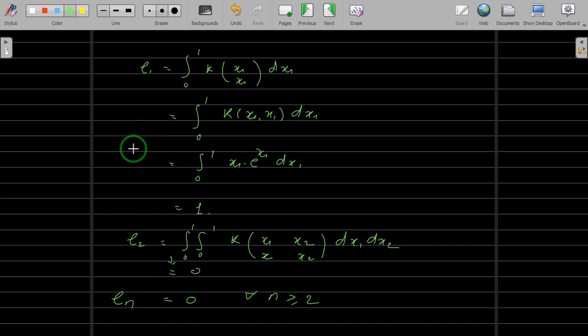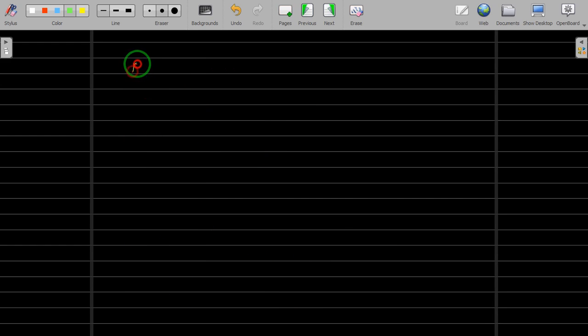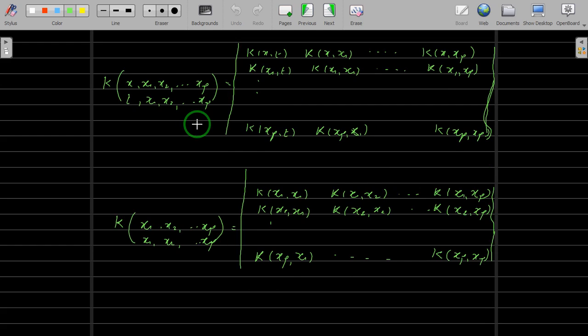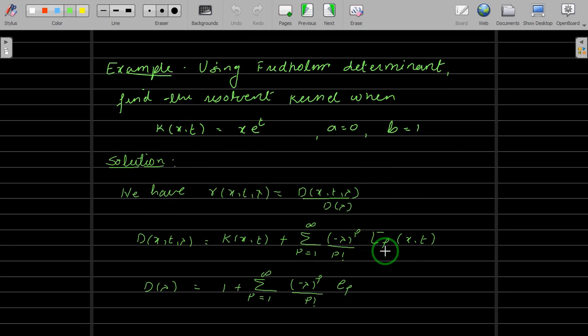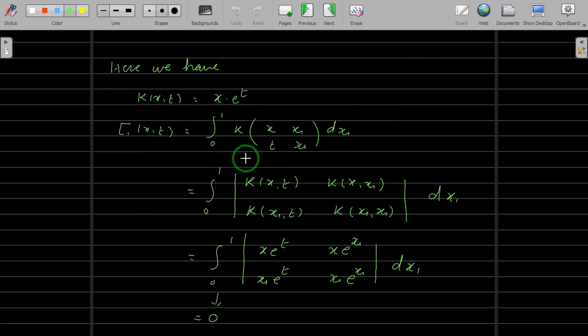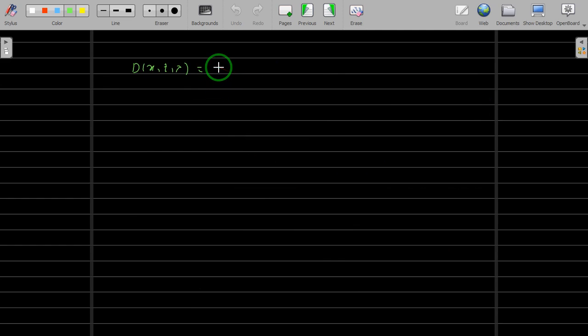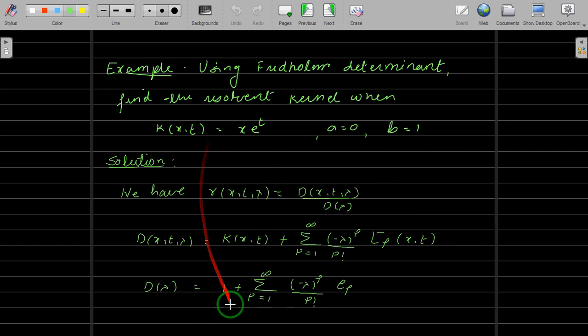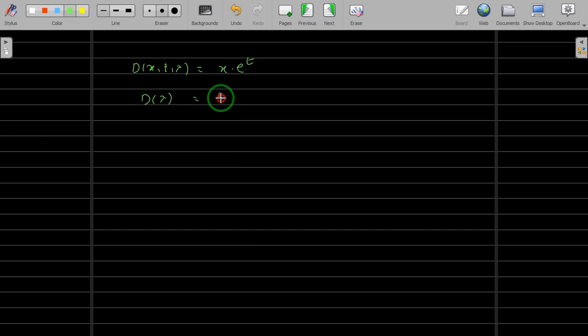So with these values of capital C's and small c's, we will have D(x,t;lambda) is equal to, let me show you again, kernel plus all the Ci's, and just now we have stated that all the Cp's are 0, that means the summation is 0, and only you have kernel and your kernel is x e raised to t, and hence here your D(x,t;lambda) becomes x e raised to t. And D(lambda) is nothing but, again show you what is D(lambda), 1 plus the summation. We got only c1 which is non-zero, which is 1, the rest all are 0, and when c1 is there, it is minus lambda upon 1 factorial, which is minus lambda. So 1 minus lambda. And hence here it is 1 minus lambda.